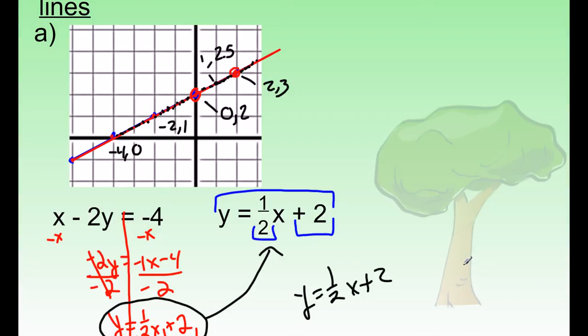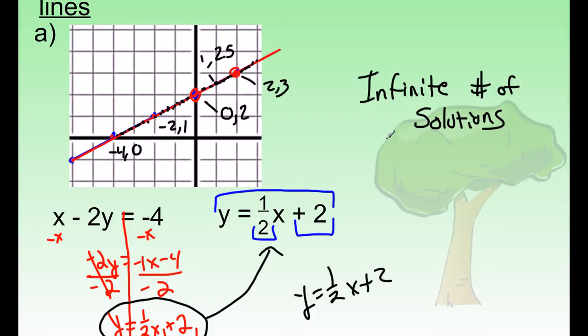So if I plug in an ugly number and it works for one equation, it would have to work for the other. So the answer is every number is a solution. Or not every number, actually. There's an infinite number of solutions. The reason why I can't say every number is a solution is because that point is not a solution. It has to be a point on the line. So every number is not a solution, but there is an infinite number of solutions.